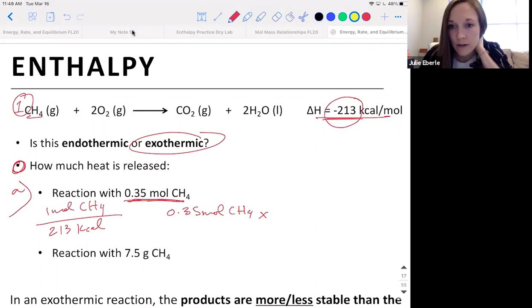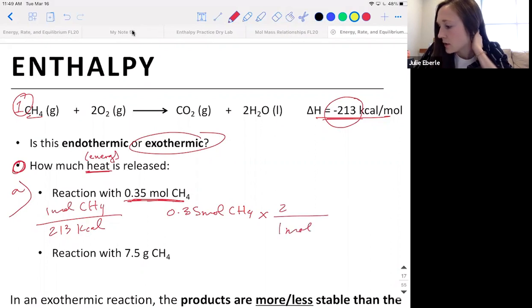And I'm going to convert. I'm just going to cancel moles of CH4 and convert to units of kcal because that's energy. When it says how much heat, another word for heat is energy. We know units of heat or energy is kcal. So that's how I knew I needed to convert to kcal. All right, so I'm going to cancel. For every 1 mole of CH4, it's 213 kcal.